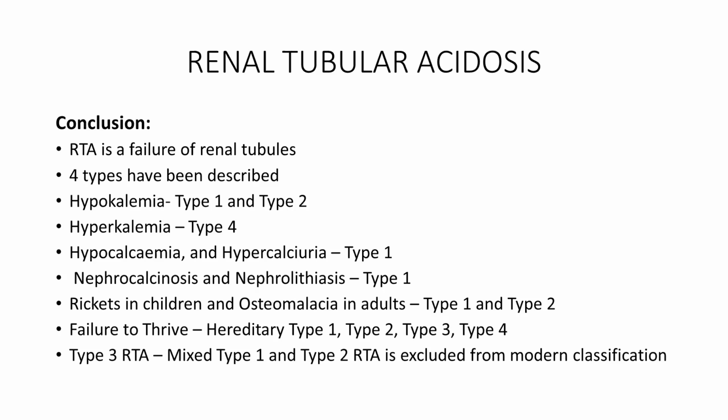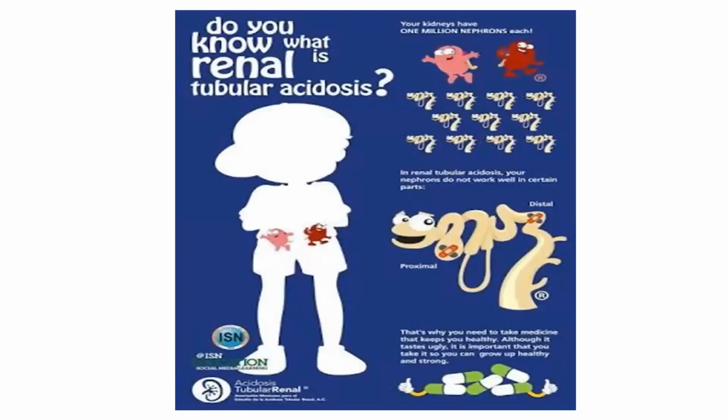You have to remember this. And on the basis of this conclusion, you can go back to the lecture and review how it is possible that somebody with type 1 has hypokalemia or somebody with type 4 has hyperkalemia, what the pathophysiology of renal stones in distal renal tubular acidosis is, etc. I'm sure that you must know renal tubular acidosis by now. Thank you.